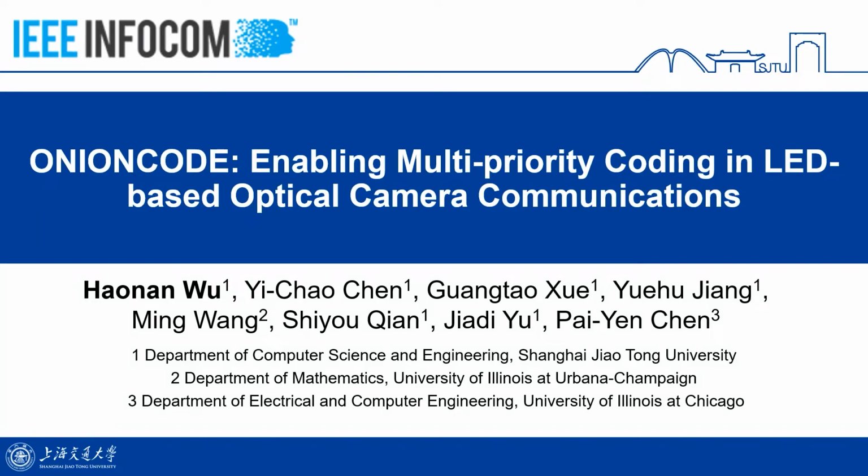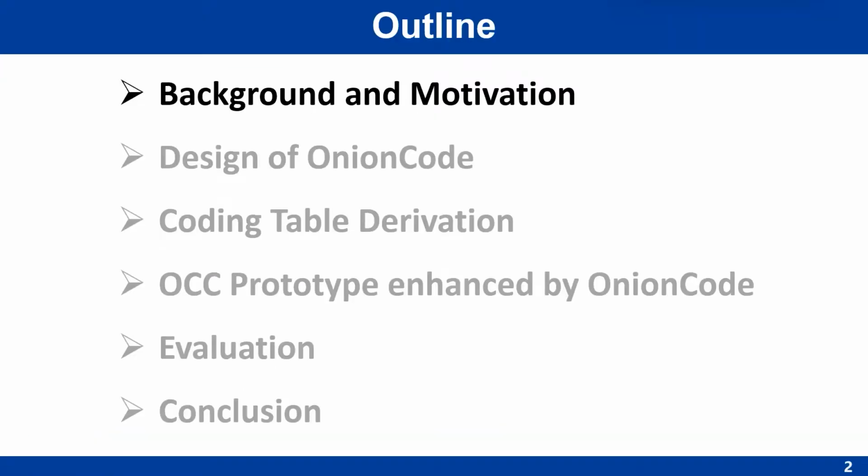Hi, this video is aimed to introduce our latest work on INFOCOM 2022, ONIONCODE, enabling multi-priority coding in LED-based optical camera communications. This report includes these 5 sections. Let's start with the background and motivation.